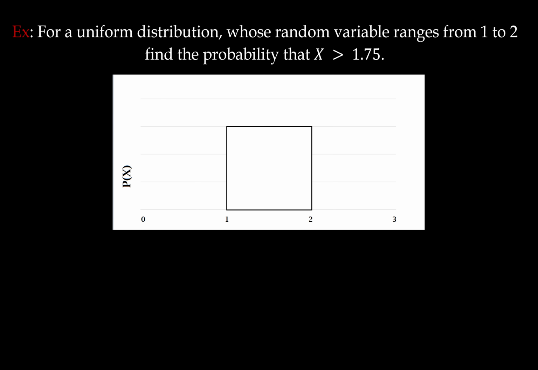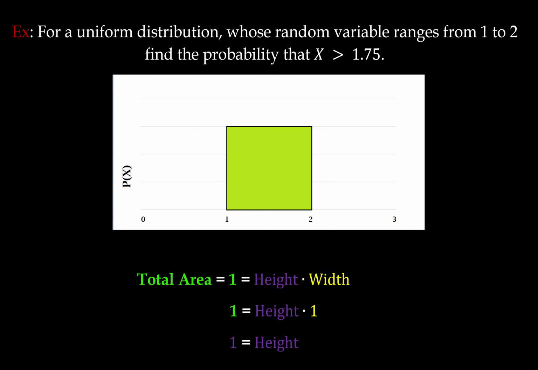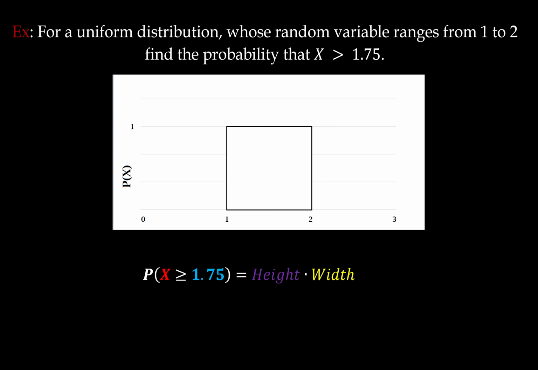Before we do anything, we must first find the height of this rectangle. We know the width of this rectangle is 1, and the total area must also be 1. Then I can find the height by dividing both sides by 1, and conclude that the height of this rectangle is 1 as well. So this rectangle has a height of 1 and a width of 1. Therefore, this probability distribution is actually a square. To find the probability that x is greater than 0.75, we must find the area of this rectangle. The width is 0.25 and the height is 1. Thus the area and the probability is 0.25.